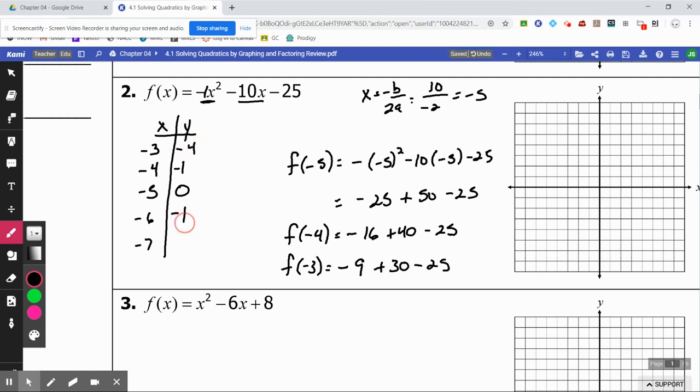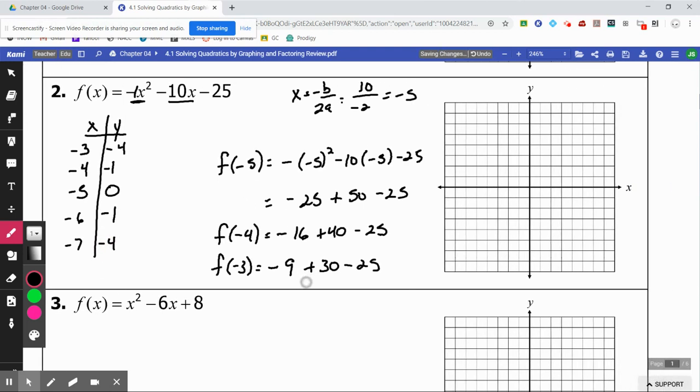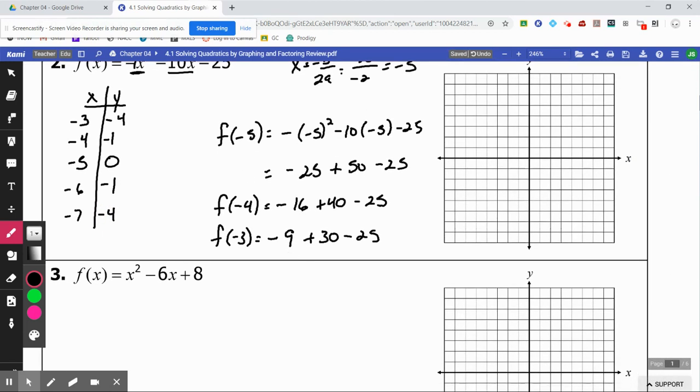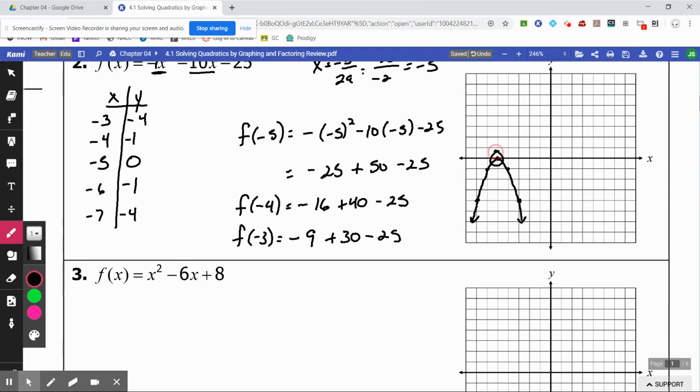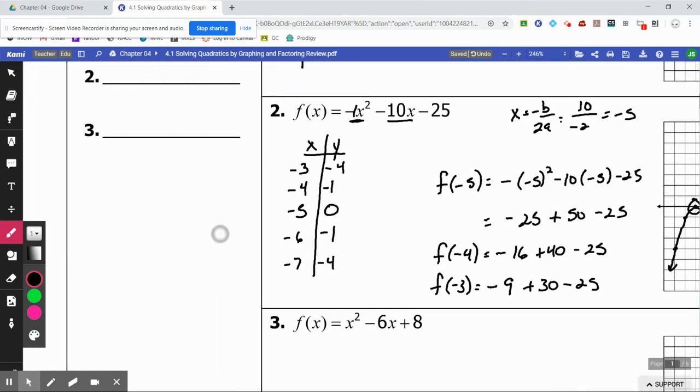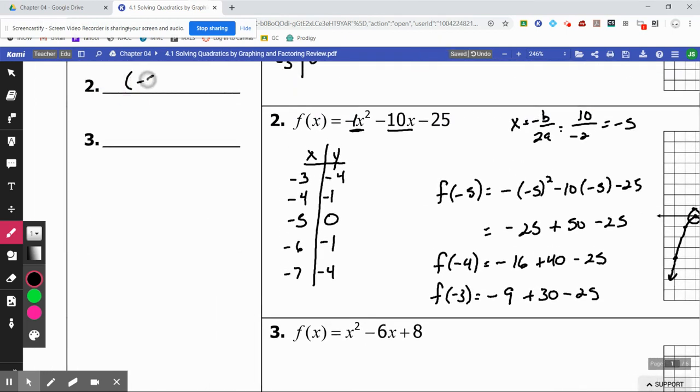Again, this will be symmetrical about that axis of symmetry. Let's plot these points and connect our dots. And notice that this parabola only touches the x-axis at a single point right here, and that's going to be the solution, which is (-5, 0).